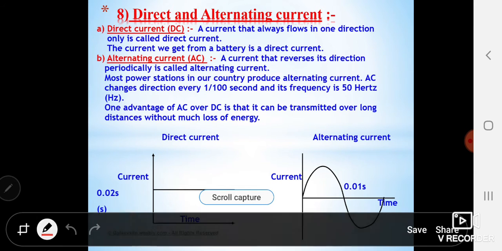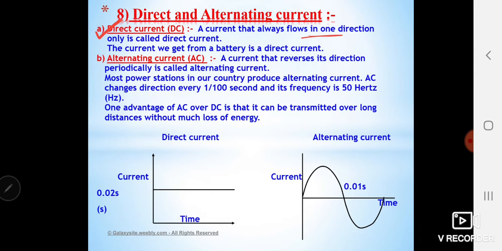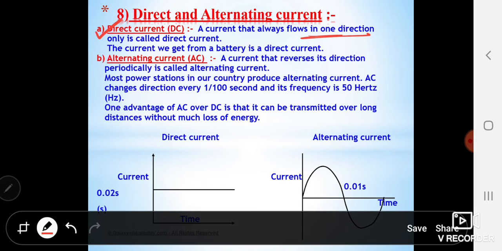The first concept is the direct current. I told you previously that if a current always flows in one direction, such a type of current is called direct current. I already explained this in the previous class when we discussed the AC generator. In that situation I explained how AC current can be converted into DC current by the addition of a commutator in the AC generator.